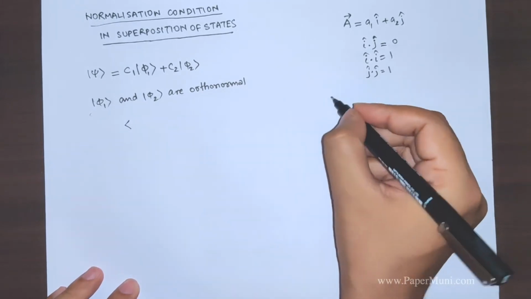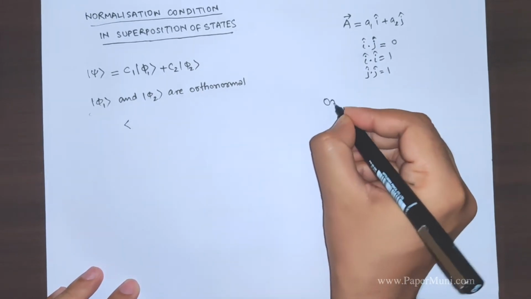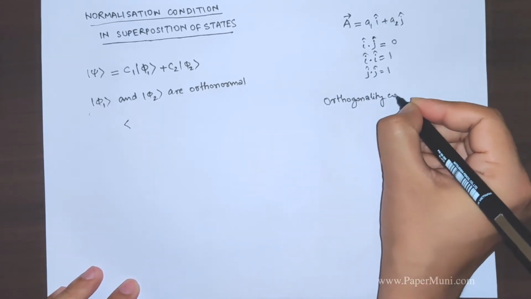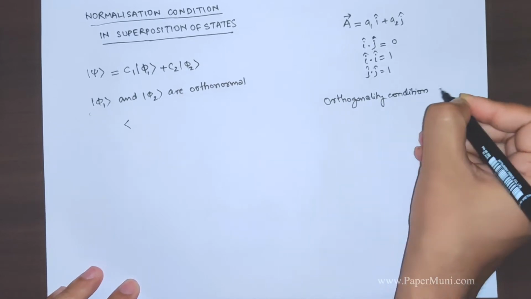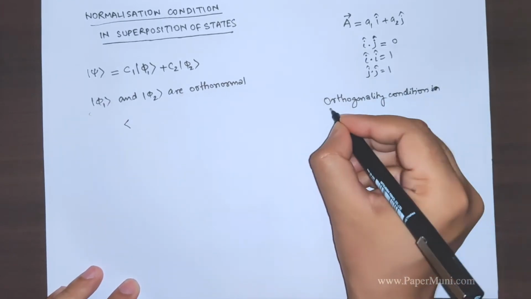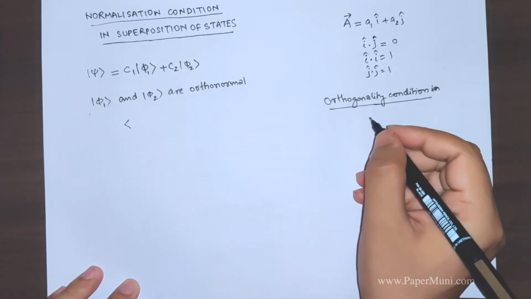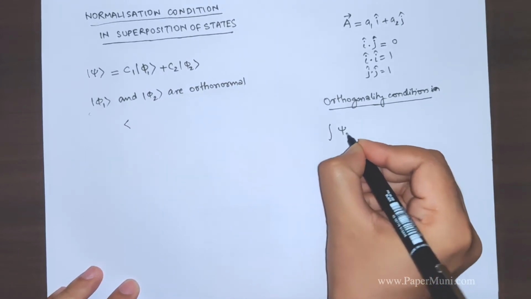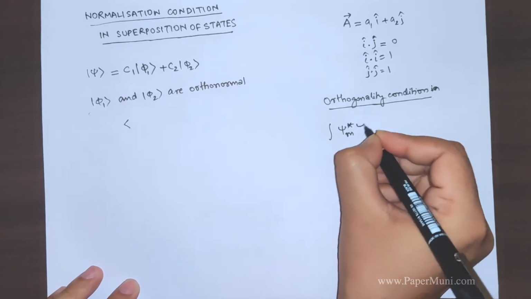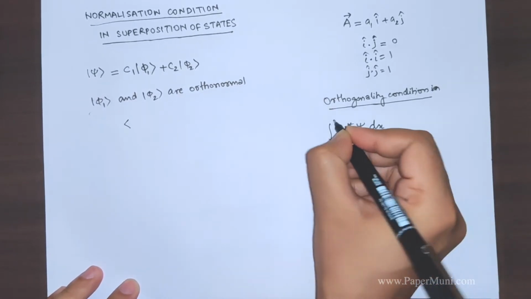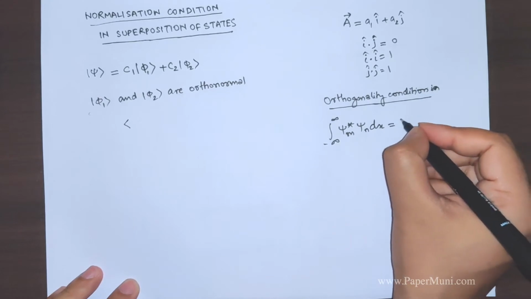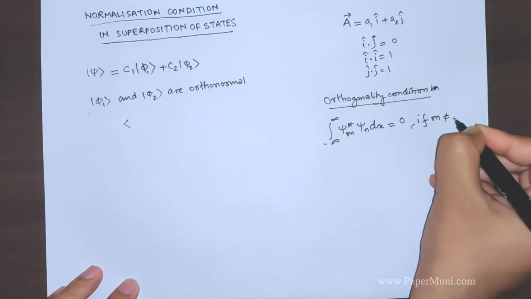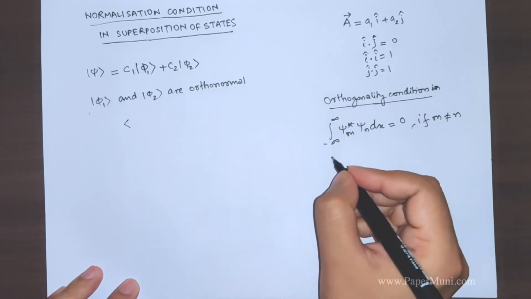We should also note the orthogonality condition in integral form. I'll write down both the forms, Dirac notation and integral form as well. Say you have two functions, psi m star psi n dx from minus infinity to plus infinity. This is equal to 0 if m is not equal to n. This is the orthogonality condition.